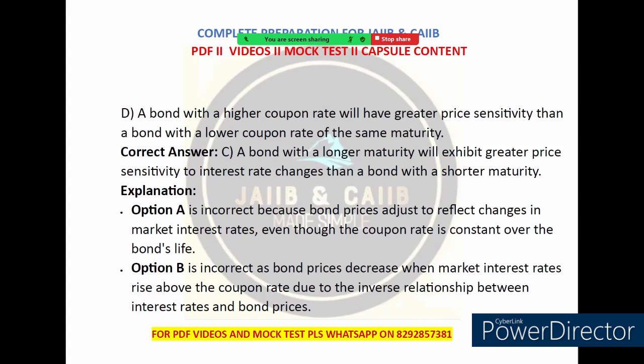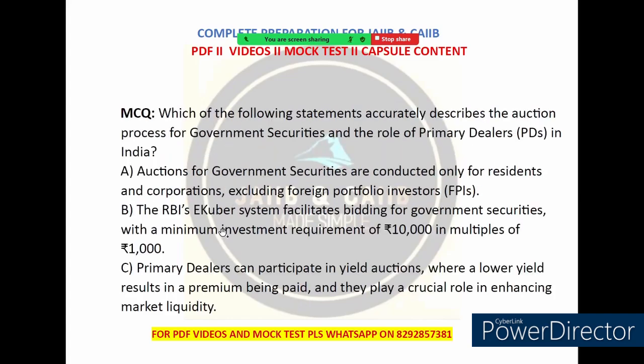Now let's see the next question. The next question is regarding which of the following statements correctly describes the auction process for government security and the role of primary dealer in India.